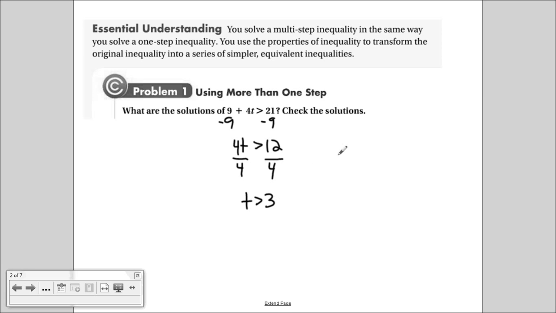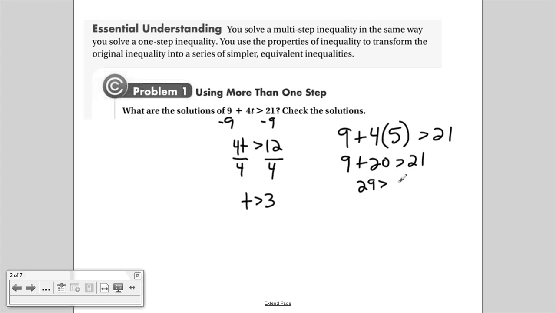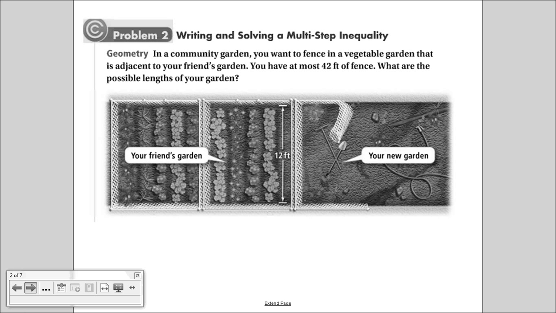Checking the solution. Checking would be just pick a number that's greater than 3. So for instance, how about the number that's right above 3, like 4? Let's pick something different. 9 plus 4 times 5 is 20. 9 plus 20 is 29. Is 29 greater than 21? That's yes. So that means that what we did was correct. We checked our solution. We're going to hop over this problem. We'll come back to it.